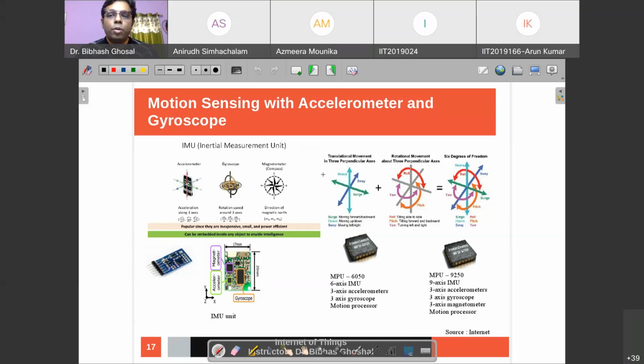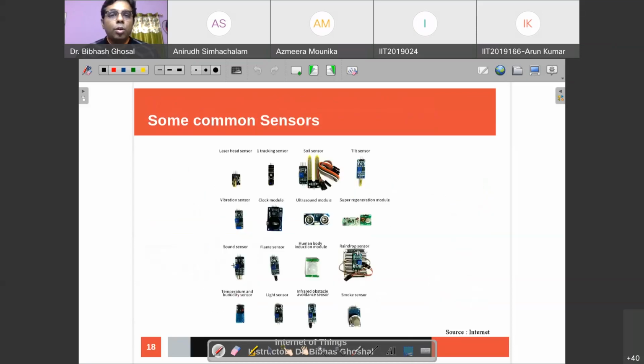So together they form 6 degrees of freedom, and accordingly, that entire thing is now available as a fabricated chip with different degrees of freedom. For example, we have a 6-axis IMU, or we can have a 9-axis IMU that includes a magnetometer as well. So these are ready-made chips which are available now, and which can simply be used in any design that you can think of. Okay, so we also came across some common sensors for different purposes.